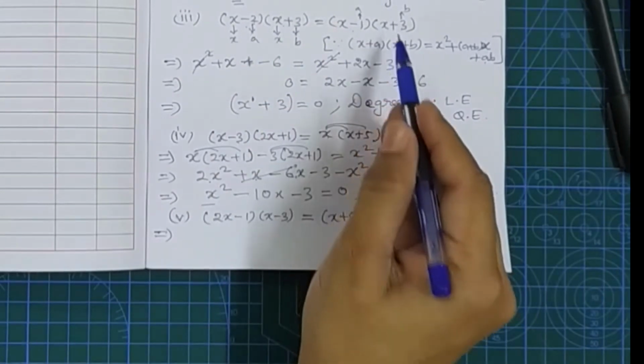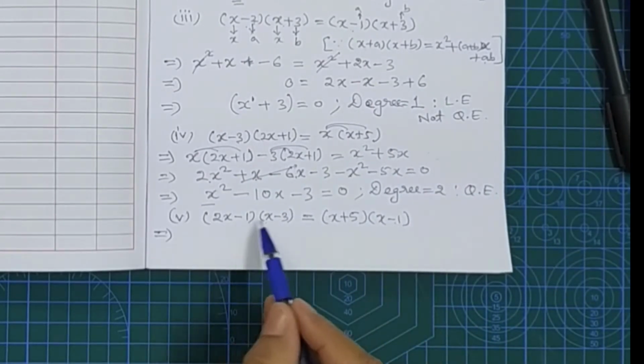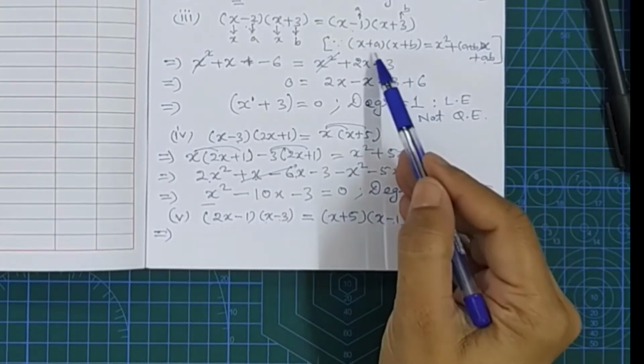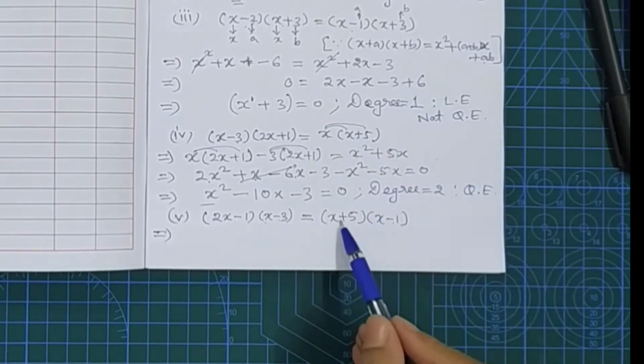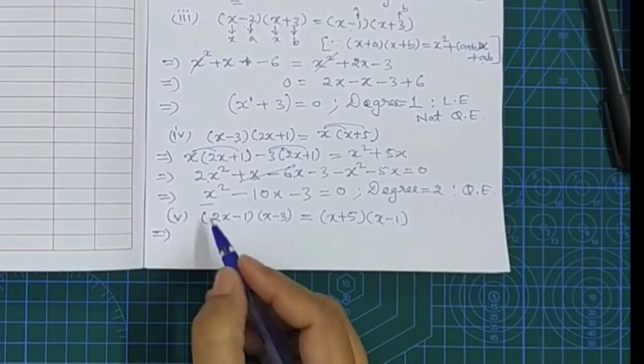We have binomial times binomial. Here also binomial times binomial. But here we have to multiply term by term because this doesn't form any identity. Similarly, this one forms the identity, x plus a into x plus b, that form it comes. But this is not in that form. So let us multiply here term by term.